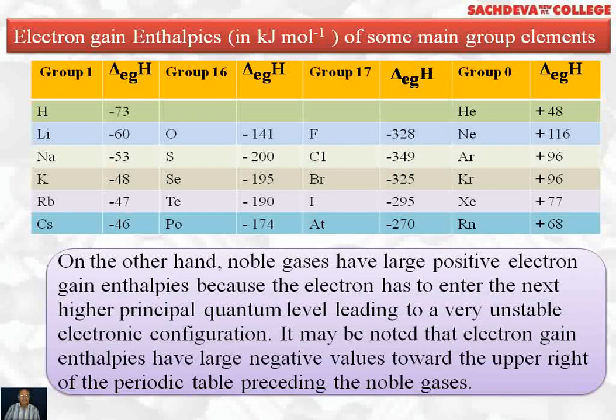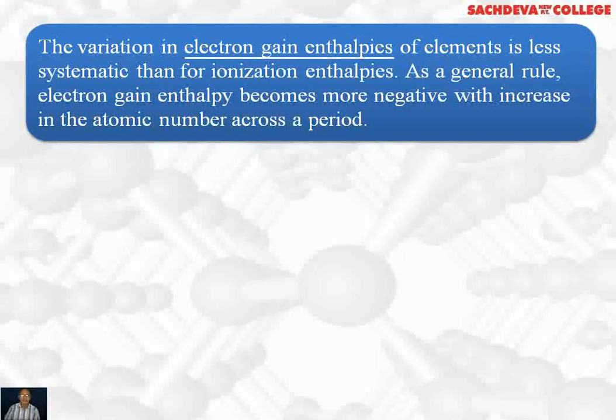On the other hand, noble gases have large positive electron gain enthalpies because the electron has to enter the next higher principal quantum level, leading to very unstable electronic configuration. Secondly, this electron will be repelled by the electron already present in valence orbital. It may be noted that electron gain enthalpies have large negative values towards upper right of the periodic table preceding the noble gases. The variation in electron gain enthalpies of element is less systematic than for the ionization enthalpies.